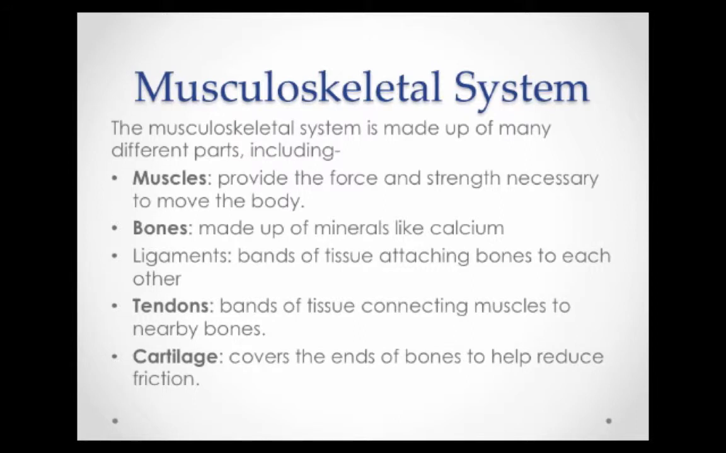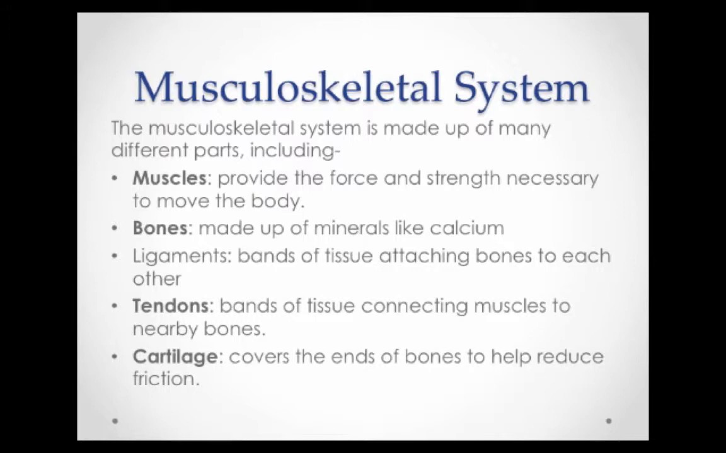The musculoskeletal system is made up of many different parts, including muscles, which provide the force and strength necessary to move the body. It takes over 200 muscles just to take one step. There are about 650 different muscles in the body. The largest muscle is the gluteus maximus, or the buttock. The smallest muscle is a tiny one inside the ear.